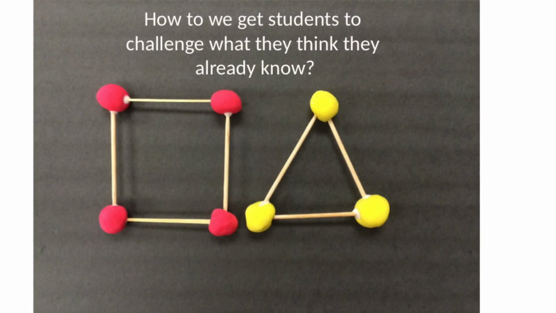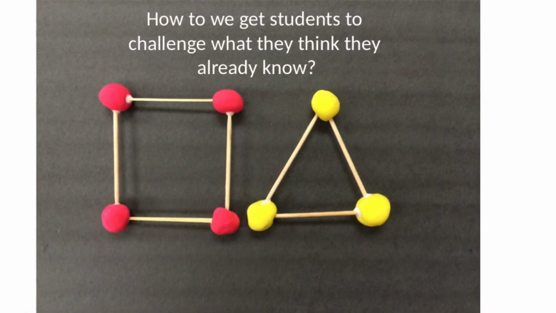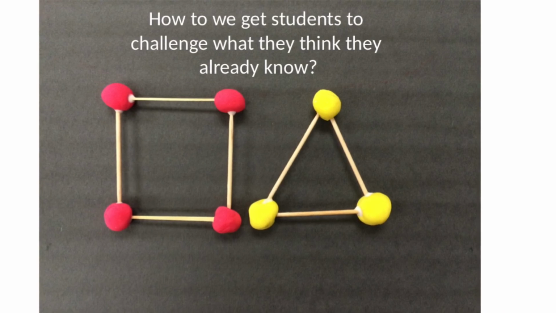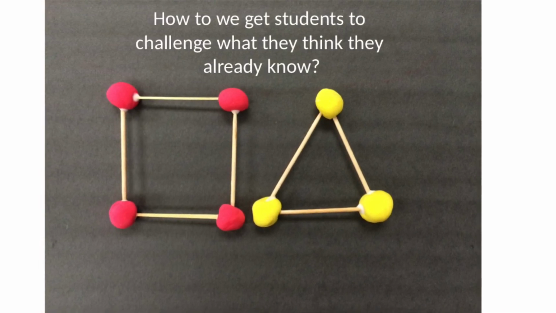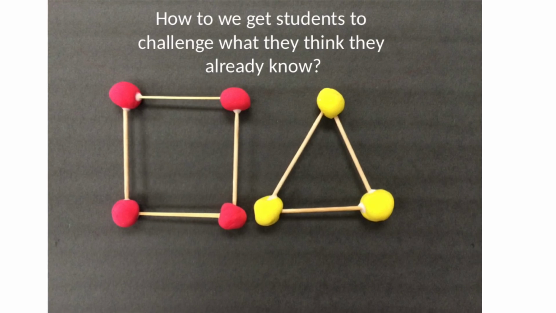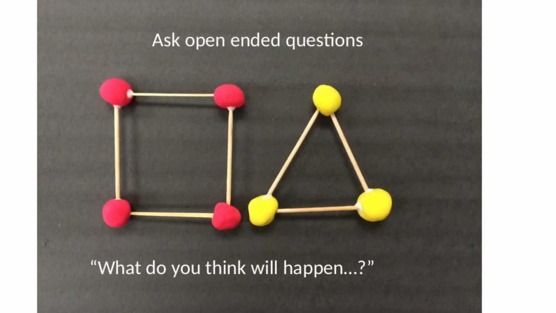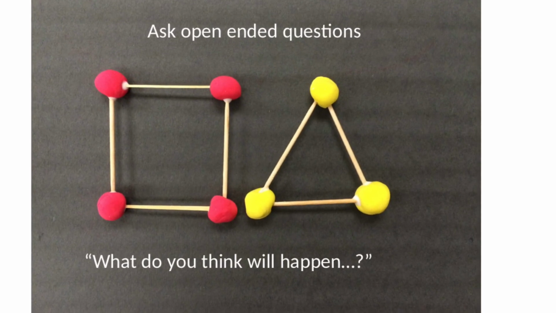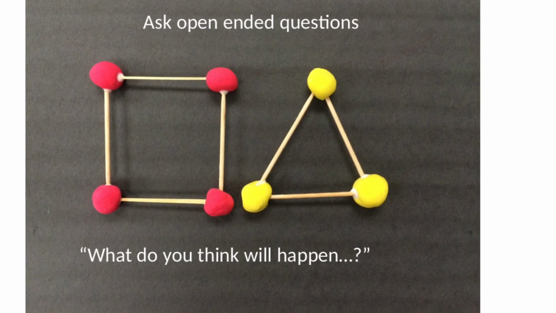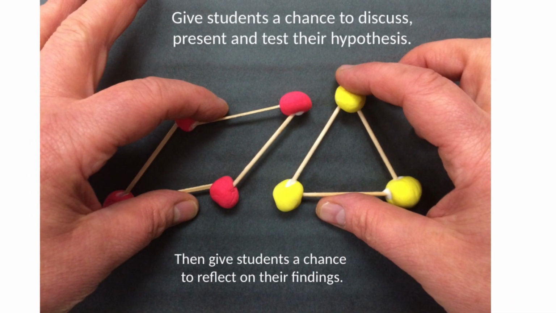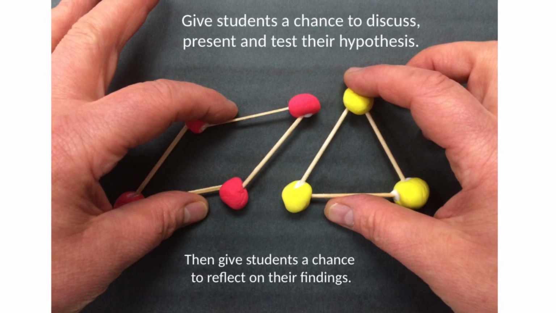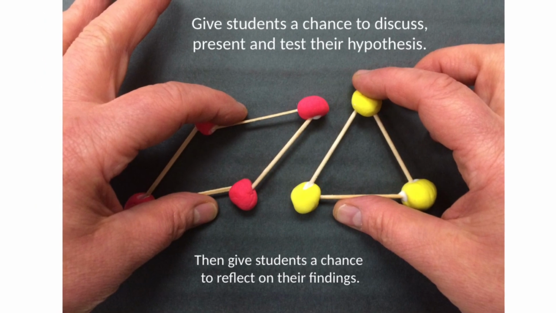So then I asked them, if you took a cube and a tetrahedron and applied pressure, what do you think would happen? Then I gave my students a chance to discuss, present, and test their hypotheses and reflect on their findings. So here you see they're taking squares and squishing them and triangles and squishing them and comparing them.